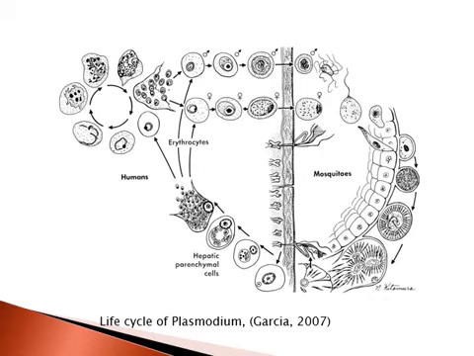One of the microgametes fertilizes the macrogamete to form the zygote. The zygote then penetrates the wall of the stomach to form oocyst, then sporocyst. The sporocyst bursts into elongate spindle-shaped sporozoites, which pass to the salivary gland of the mosquito to re-enter the human body in another patient or another host.